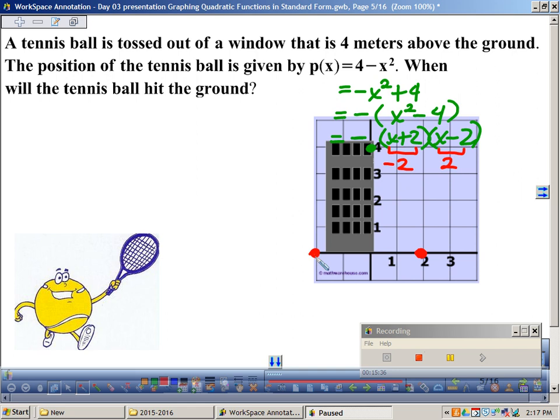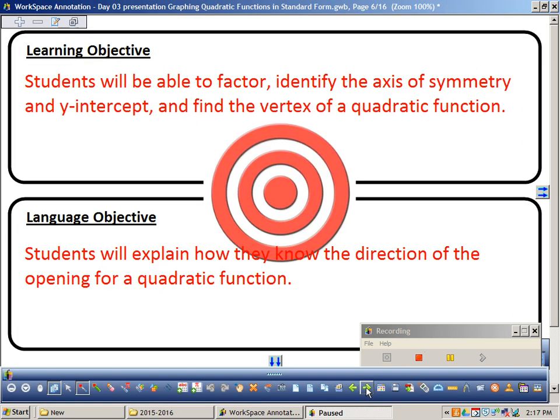I guess that doesn't make any sense, right? But anyways, it's falling down, so after 2 seconds, it's going to hit the ground. Okay, so there's a real-world application for the big idea. The only thing we're going to do that's new today is we're going to find the vertex.